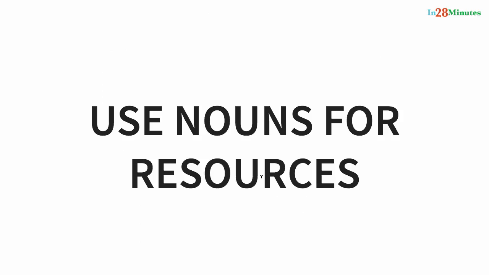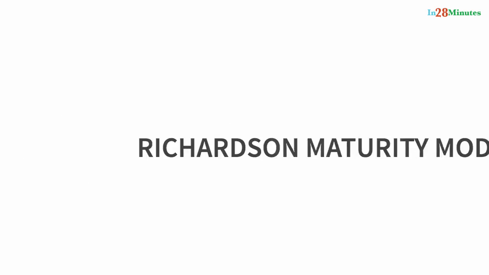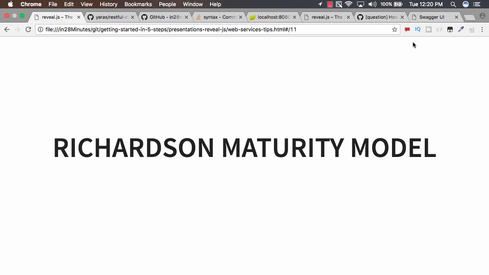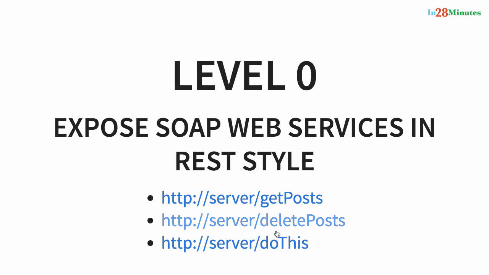Use nouns for resources. That's the tip we are going to discuss in this specific web service video. When we are talking about the Richardson maturity model, we looked at the fact that in level 0, you expose your SOAP web services in REST format. What we said is you do something like this: server/get, post, /delete, post, /do this, do that, and that kind of stuff. Here, you are actually exposing URIs with verbs. So get, post, delete, do this, these are all verbs.